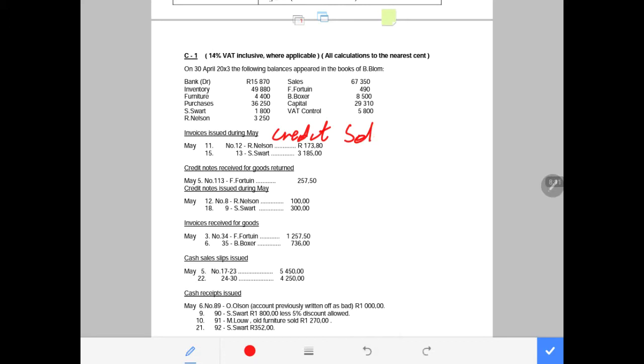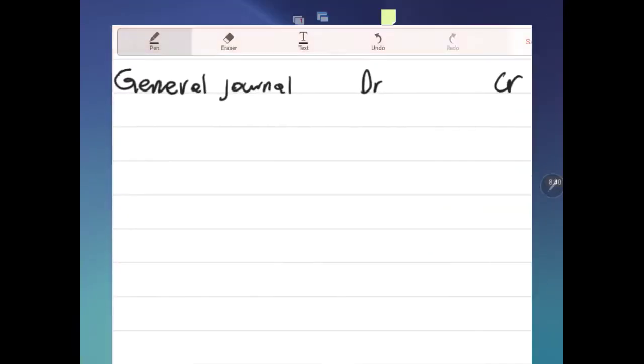Who are these two different customers? It is customer R. Nelson and customer S. Swat, and we sold inventory worth 173.80 and 31.85 to these two customers, and we sold this inventory on credit. Now I will be recording this information in the general journal. Then after, I will show you how it was supposed to be recorded in the columns in the subsidiary journal. So now let's start with our general journal.